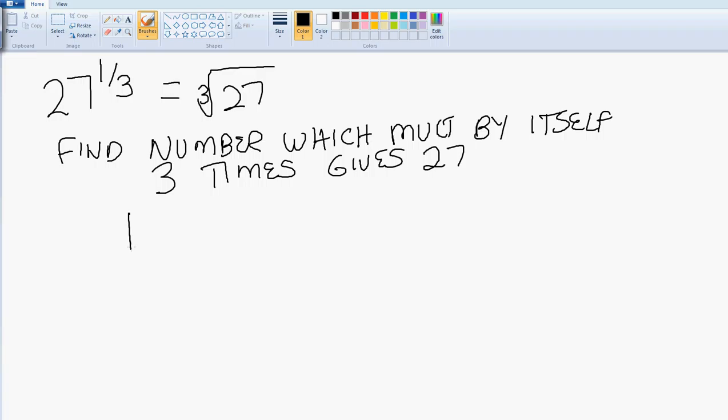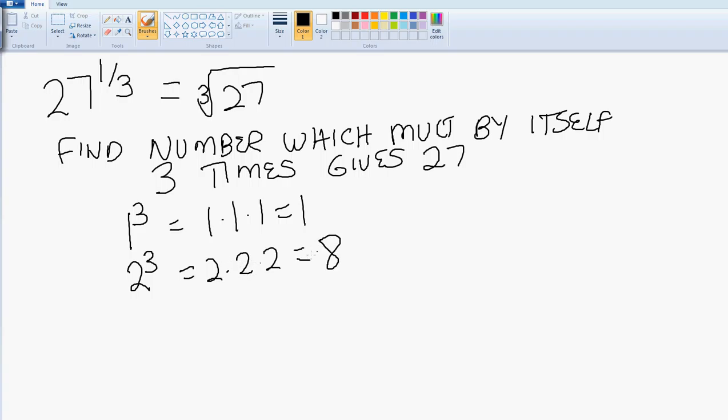Let's trial and error. 1 cubed equals 1 times 1 times 1, or 1. Well, 1's not going to be that number. Let's try 2 cubed. 2 cubed is 2 times 2 times 2, and 2 times 2 is 4, times 2 is 8. Well, 2 isn't going to be that number. Let's try 3. 3 cubed equals 3 times 3 times 3 equals 9 times 3, or 27. Turns out 3 is going to be that number. So the cube root of 27, or 27 raised to the 1/3, is 3.